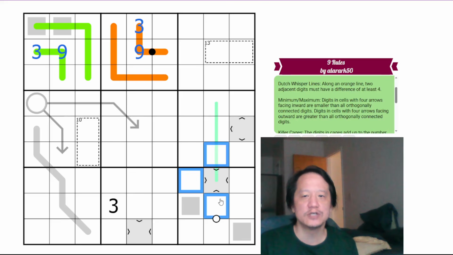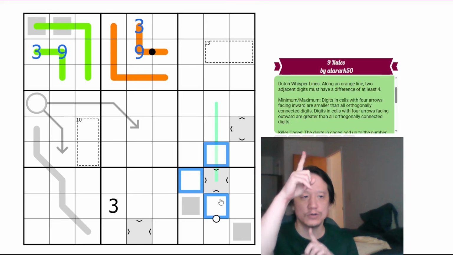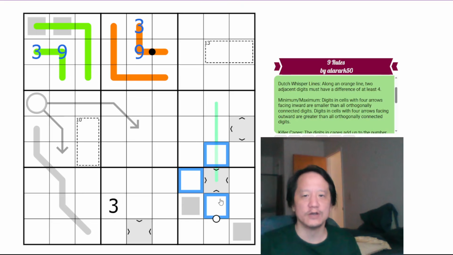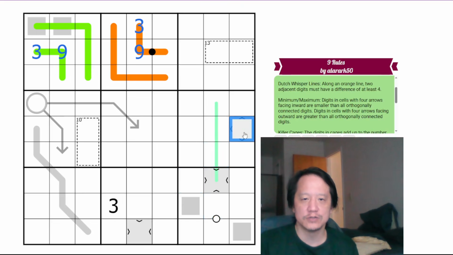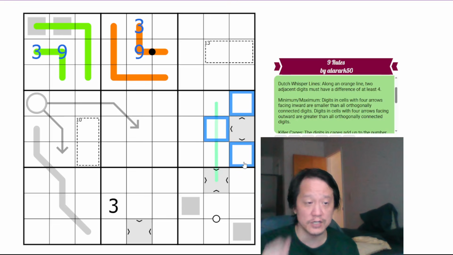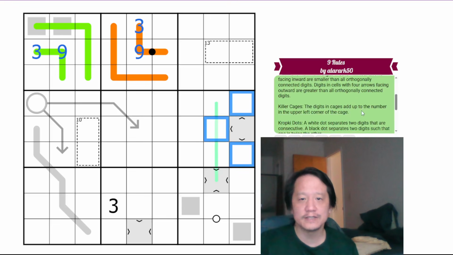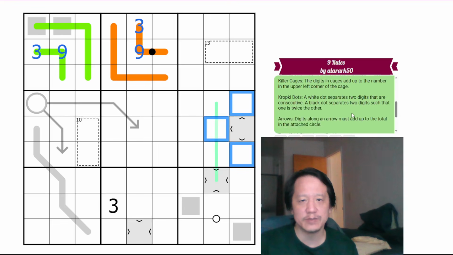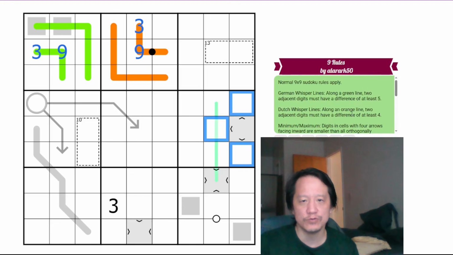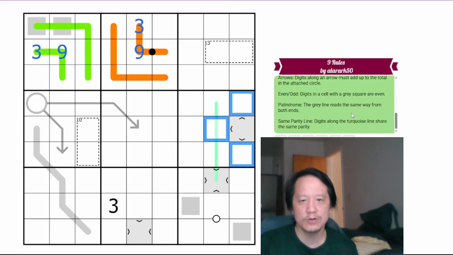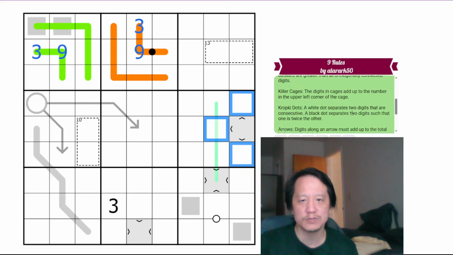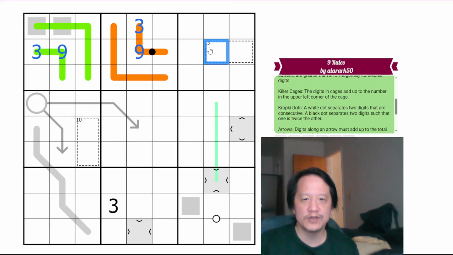And digits in cells with 4 arrows facing outward are greater than all orthogonally connected digits. So in this example here, this must be greater than all the cells it shares an edge with. So that's how minimums and maximums work. So that's rule 3. We also have killer cages.